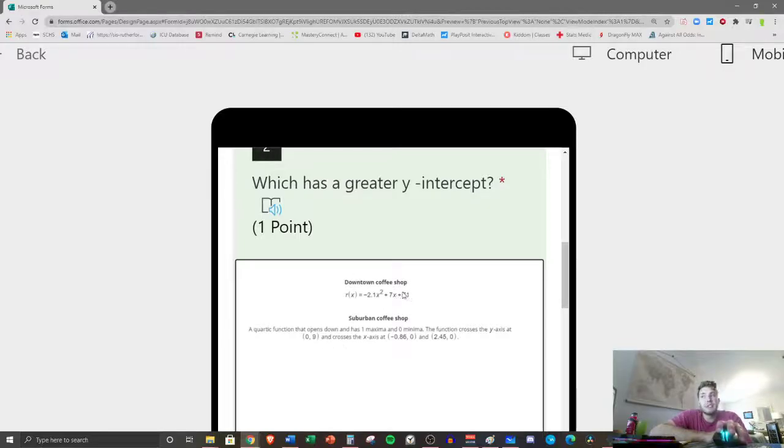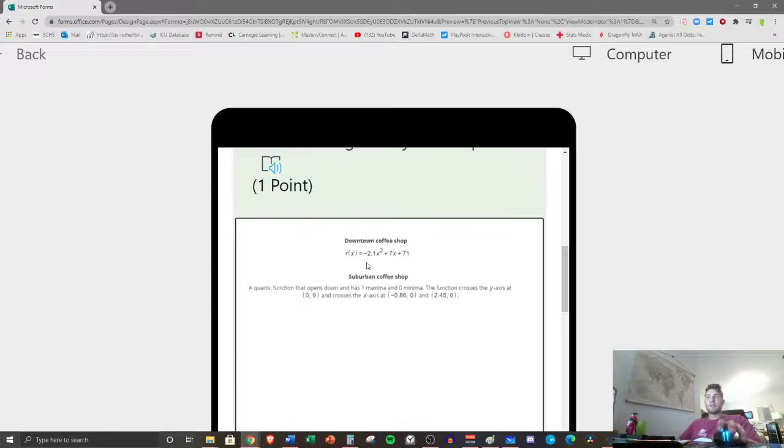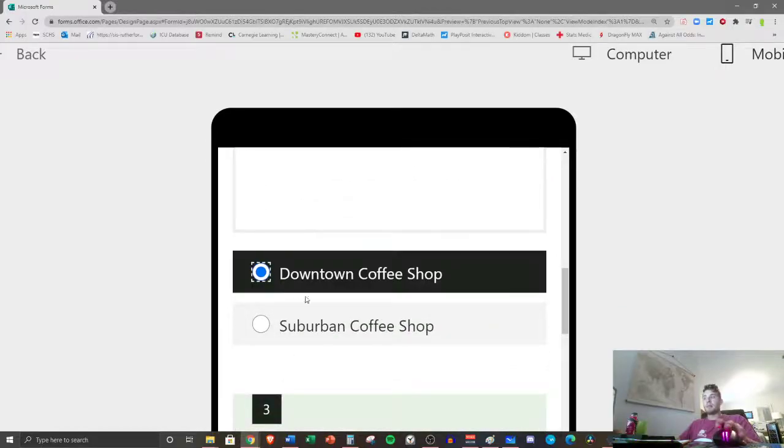So besides just knowing that that last number is the y-intercept, we could plug in 0 to get the answer for a function. Plugging in 0 always produces the y-intercept for any function in any form. And normally I would recommend to do that. By plugging in 0, all this becomes 0 except the 71. So in this one, it's r of x, okay? Which is the downtown coffee shop.